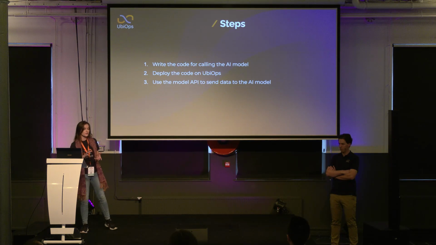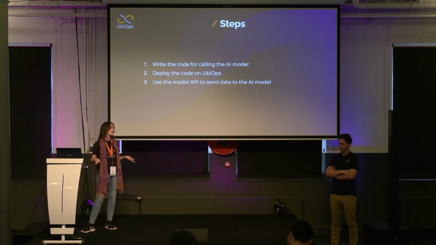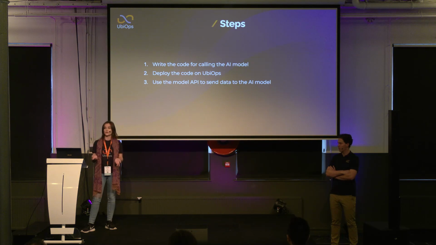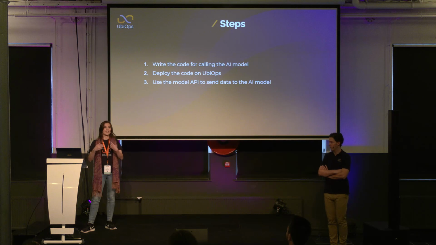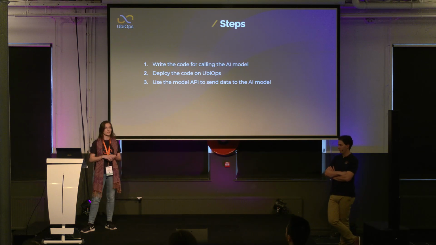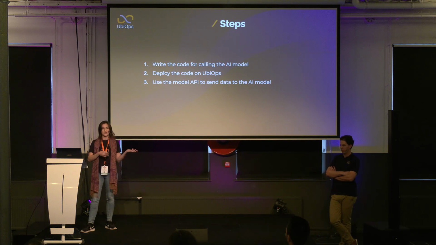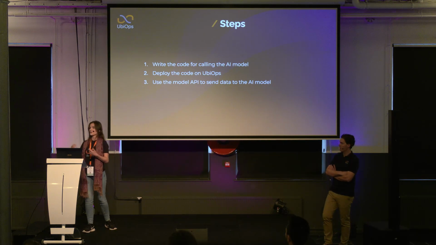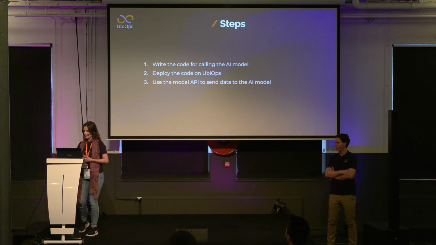So the steps we need to follow for this are that we need to write some code for loading that Stable Diffusion model from Hugging Face and sending the data to the model. I'm going to show you how that looks in a bit. Once we've got that code, we can deploy it to UbiOps. UbiOps will take care of the rest. And then we can use the model API that comes out of it to send prompts to it and see what it comes up with.